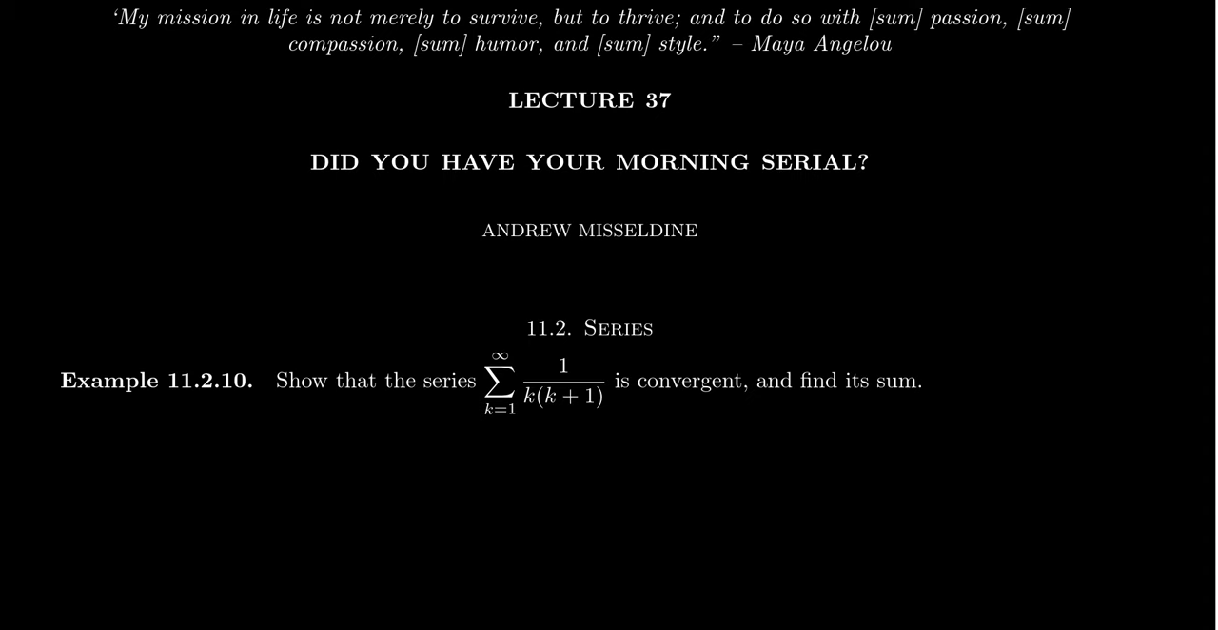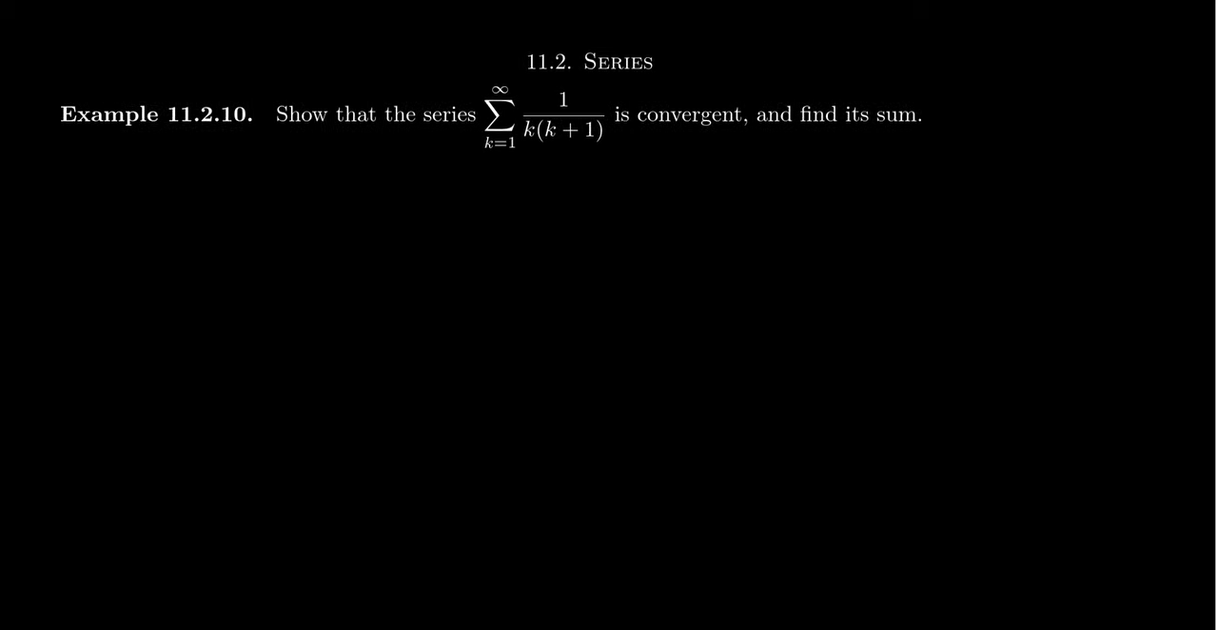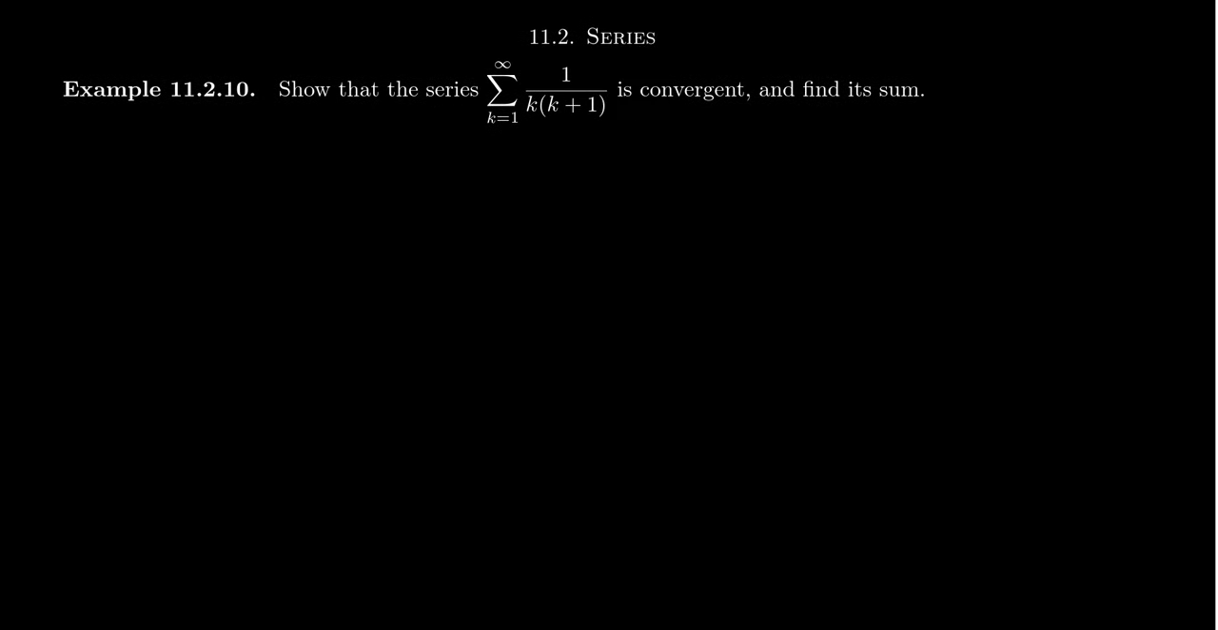Now, this one's going to be a continuation of lecture 36, where we talked about series, that is, an infinite sum of a sequence. In lecture 36, we talked a lot about geometric series, so we're going to change pace a little bit. In this video, we're going to talk about the idea of a telescoping series and what we can do with them. So consider the series, the sum, where k ranges from 1 to infinity, of 1 over k times k plus 1.